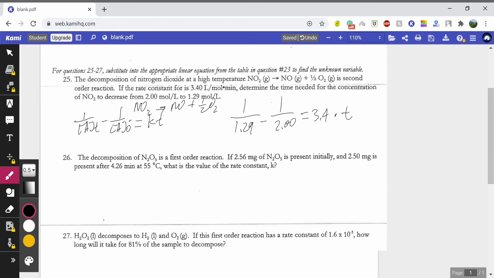Now, we divide that answer by 3.4 to get t. We solve this equation and divide by 3.4 to find t, and we get t as 0.0809. And this will be minutes because our rate constant is molar per minute. So our units will be minutes. And if you want to see how many seconds that is, basically multiply by 60. Number 26.